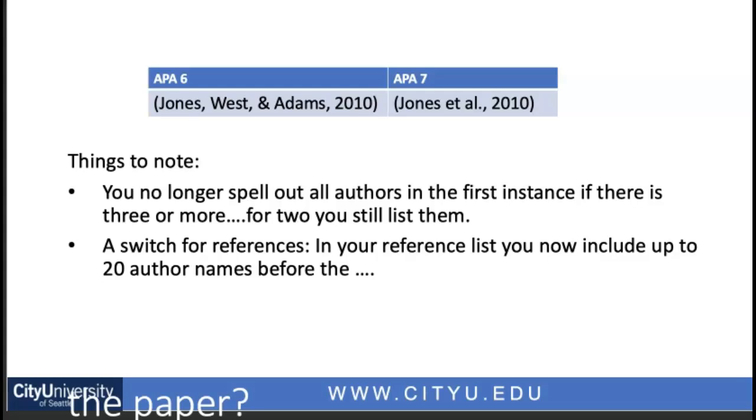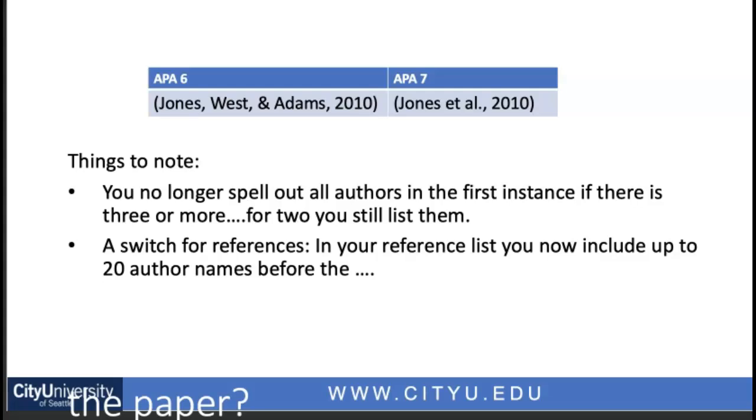One of the big things that's going to excite people is that we no longer spell out the authors in the first instance if there are 3 or more. So if there are 3 or more authors, you automatically use Jones et al. 2010. So you can use et al. immediately if there are 3 or more authors. However, if there are 2 authors, you still want to list them.